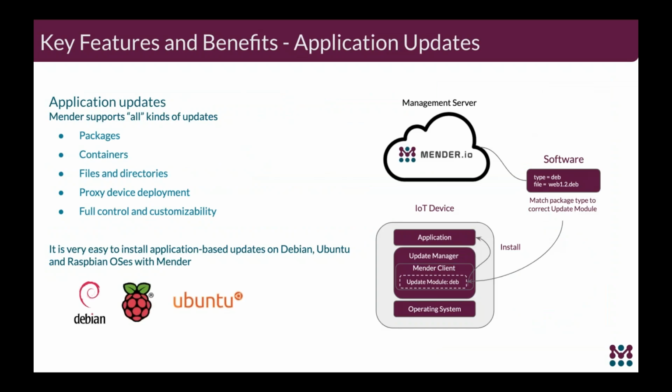In addition to the full root file system updates, we also support application updates in a more generic fashion. Depending on how these are implemented, this may reduce your robustness a little bit. You can do package-based updates using things like RPM or deb. You can do container-based updates. You can do just individual files and directory updates.